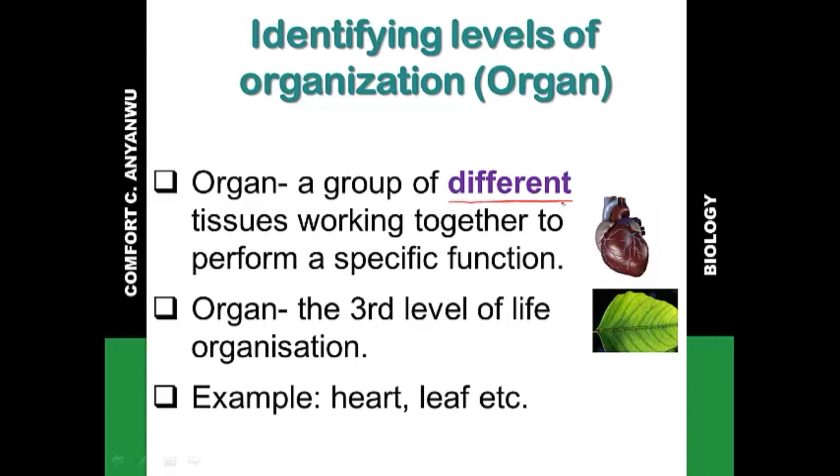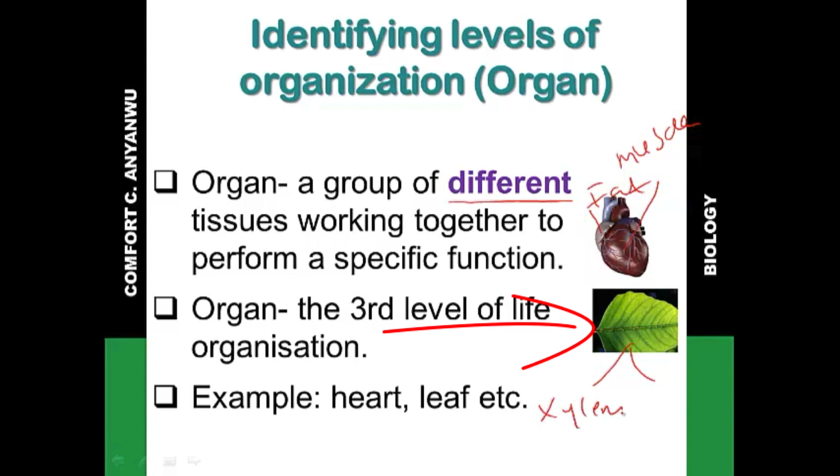An example of organs, as you can see, include the heart and liver. For example, the heart, you can see there has different types of tissues. Here is the muscle tissue. And here we have also the fat tissue. Now, different tissues making up the heart. And also the leaf, as we will see later, has two different types of tissues. The xylem, we're going to see this later on, and phloem. These are tissues in the leaf as an organ.